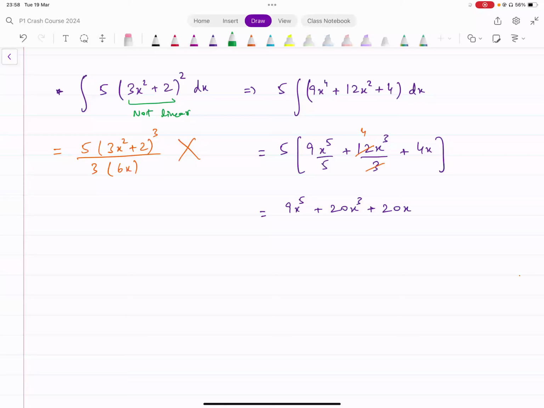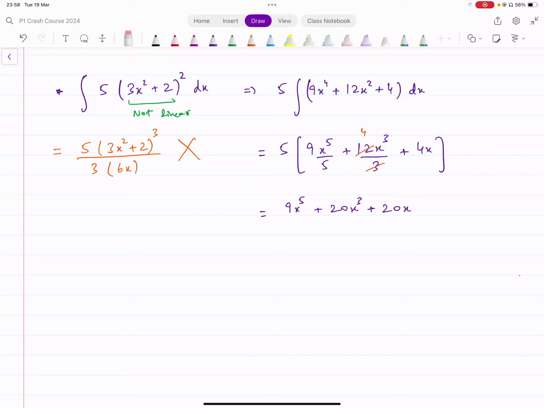Okay, so you need to do this in paper 3 later as well. This condition is extremely important. Otherwise, it creates a lot of confusion. Okay, so this part has to be linear. Otherwise, you can't use this rule. Okay, any question on this?